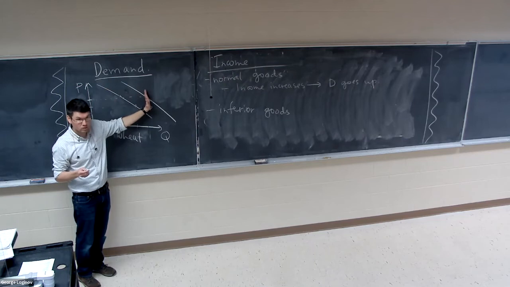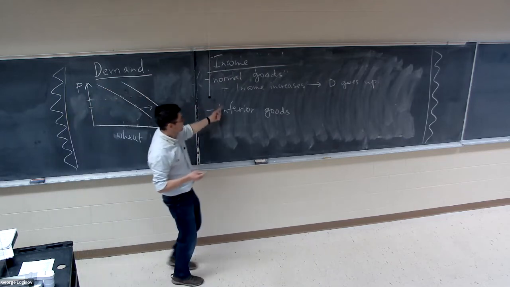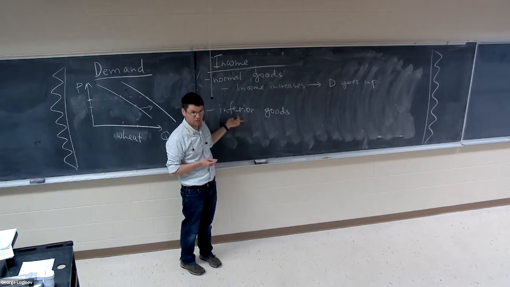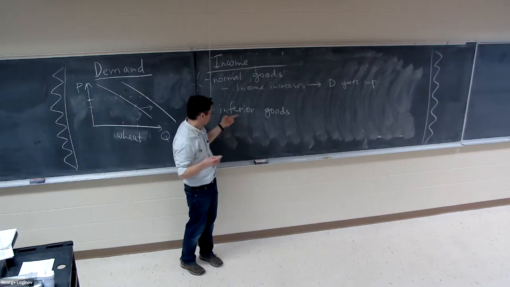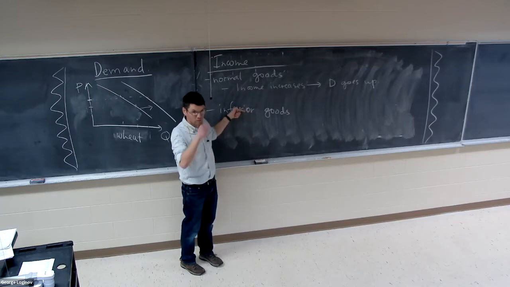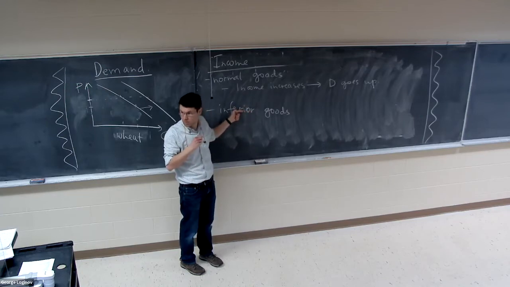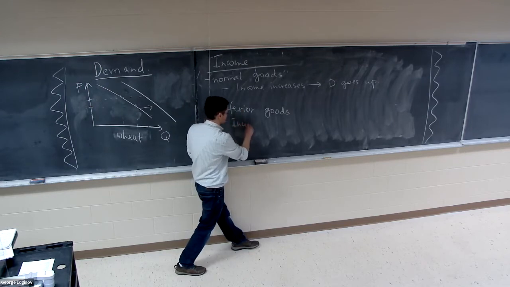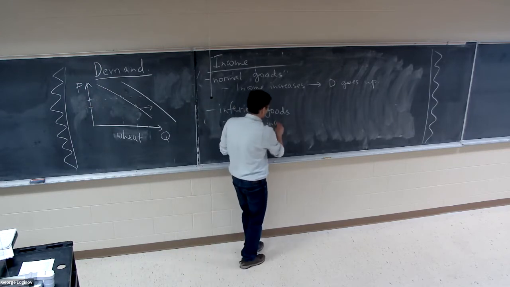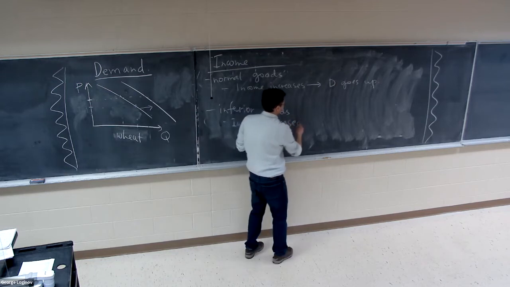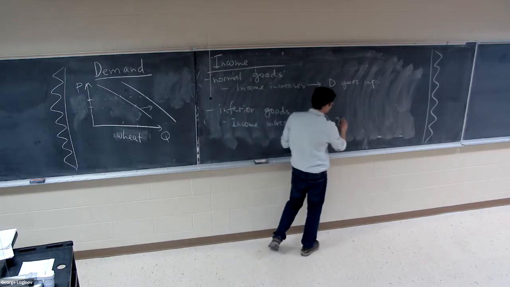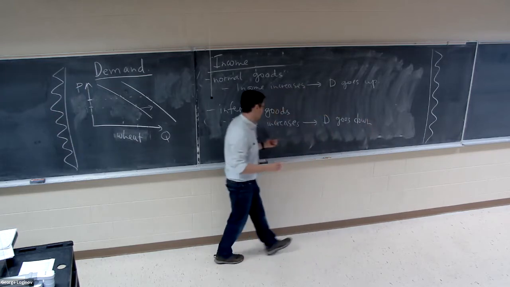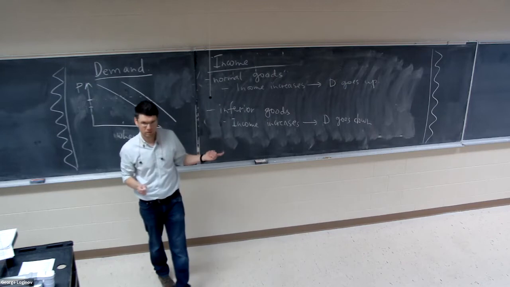For inferior goods, and by the way, there is no negative connotation to inferior. It's just a term to say, well, this is a good for which income and demand go in opposite directions. Inferior good, increase in income, demand goes down. You demand something less because you become wealthier. So that would be like the left inward.